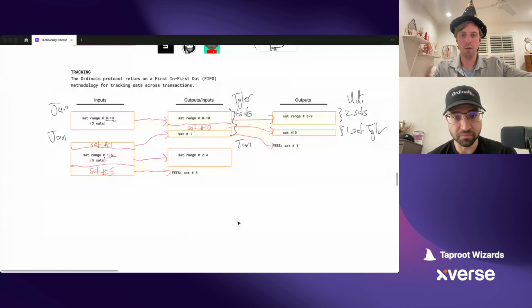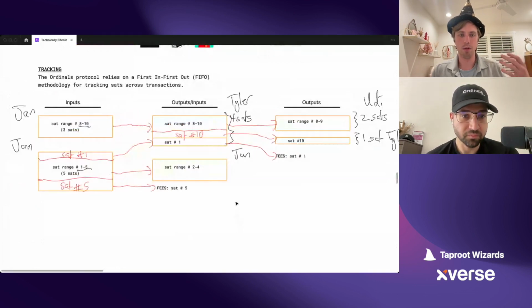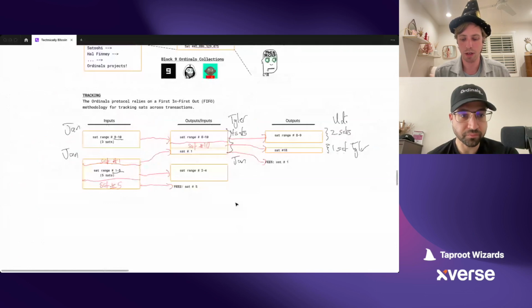Yeah, so I think hopefully what's clear from this first half of the lesson is that we've essentially covered 2 things. We've covered, 1, how to define a number for every sat in the network, right? And then we've also covered how to track those sats as they move about the network. And so now we have this unique identifier that can follow sats around wherever they go. And that leads us to inscriptions, where we're actually going to associate data with particular sats.